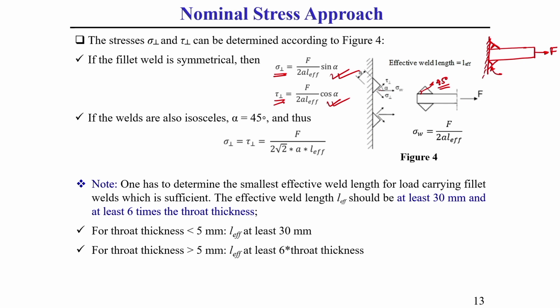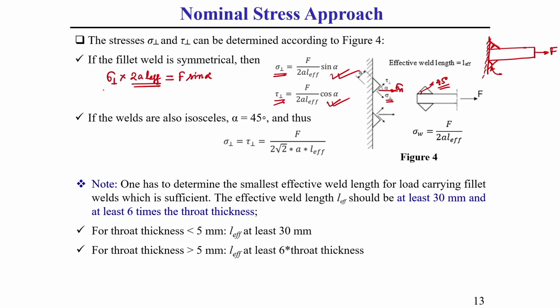Here you see, in this case this is the normal stress, which we need to calculate. For calculating this, we need to calculate sigma inverted T and tau inverted T. So, sigma T, how can we calculate? Sigma T we can calculate directly, here I am showing, as sigma T into 2 into A into L effective. This force should be equal to F sin alpha.